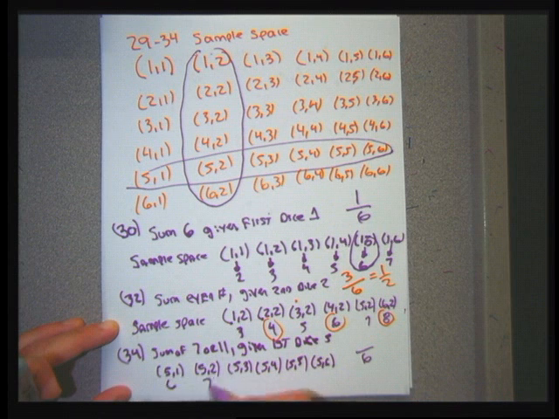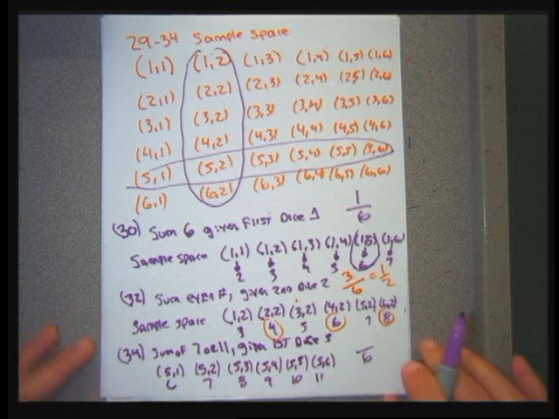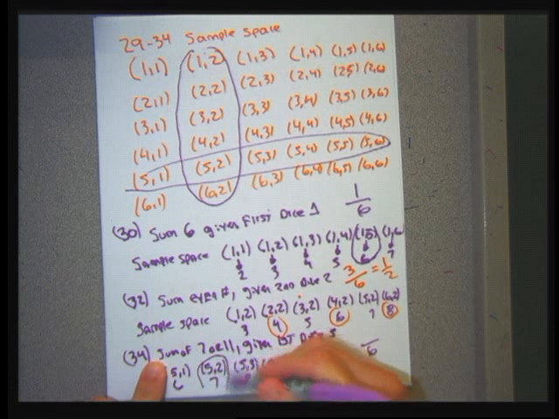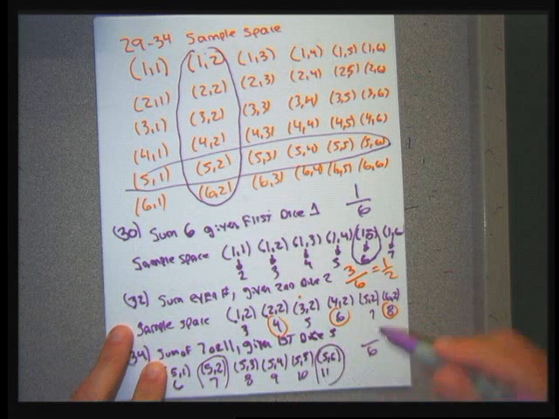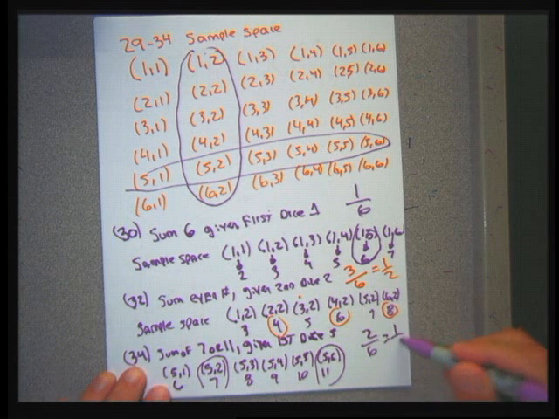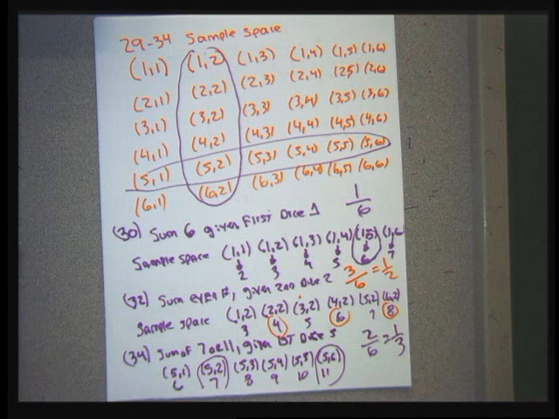I'm going to sum all of these. I can do those in my head pretty quickly. I just added the 2 dice up and got 6, 7, 8, 9, 10, 11. My goal is to get a 7 or 11, and there are 2 ways to get a 7 or 11, the 7 and the 11, out of these 6. So the probability is going to be 2 in 6, which I'm going to reduce to 1 in 3. So my answer for 34 would be 1 in 3.